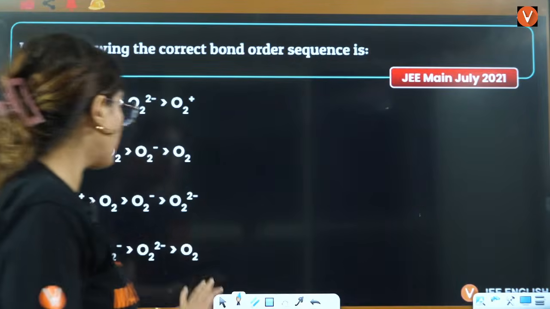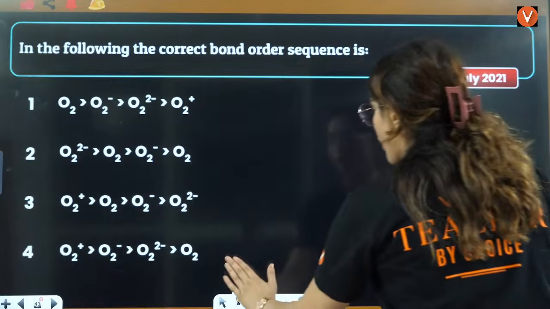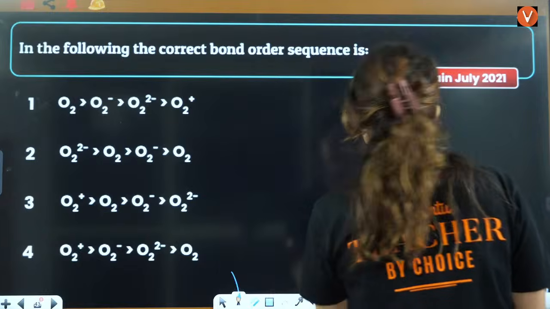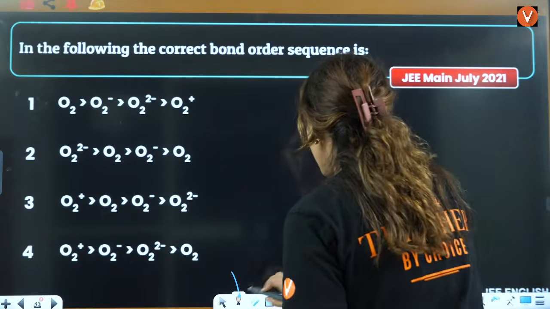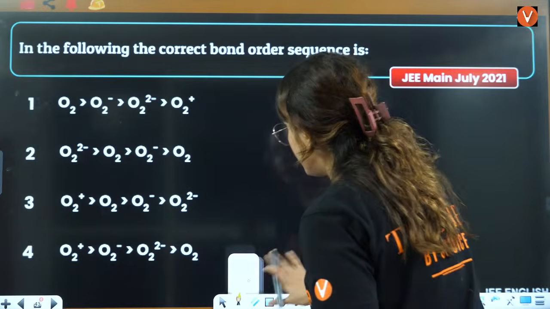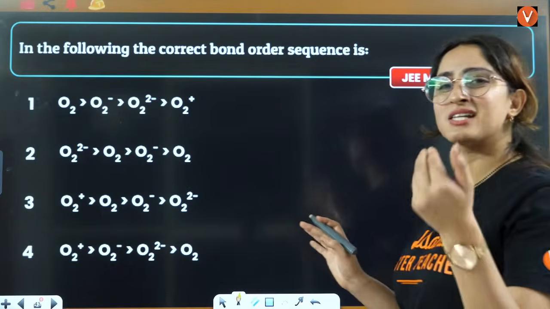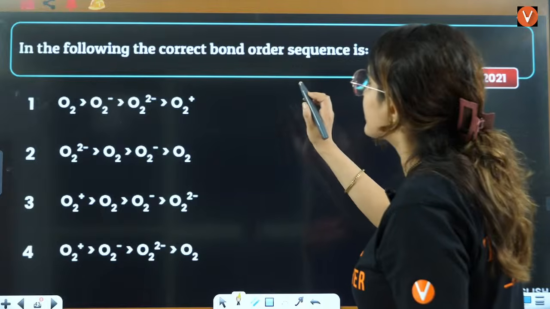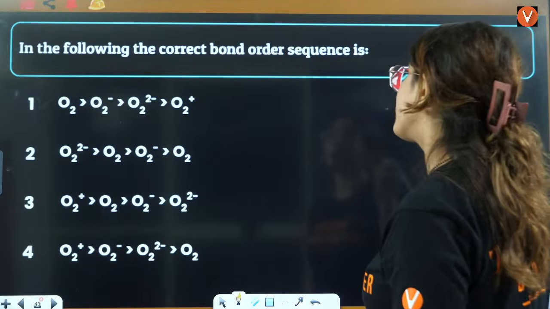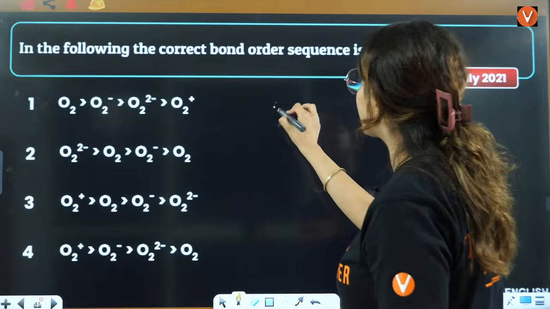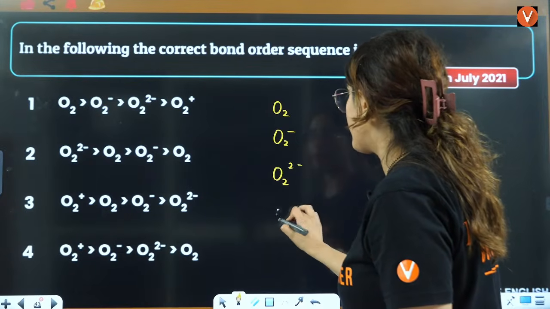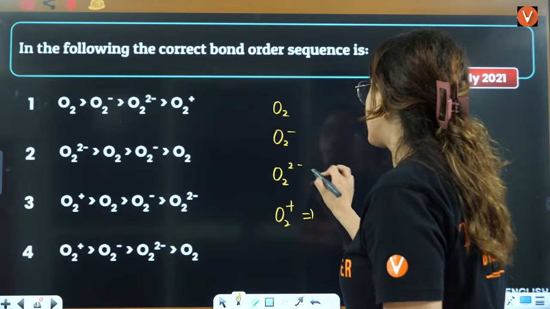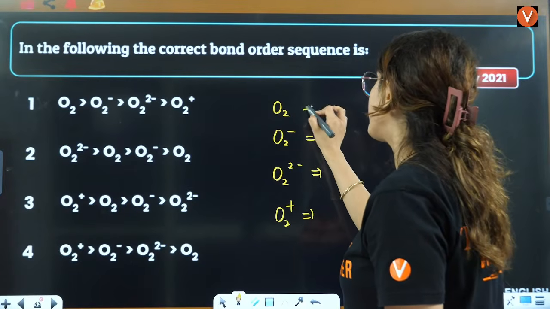Okay. Now let's see how to do the questions of MOT in a simple way. I'll do this with the help of a trick, and I'll also make a structure here. Firstly I'll do it with the help of a trick. Let's say they are asking for the correct bond order sequence: O2 negative, O2 2 negative, O2 positive, right?